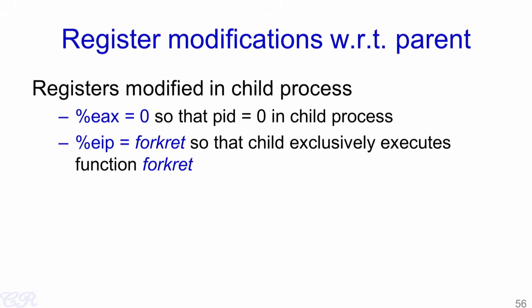When it comes to the CPU registers, all register values in the child process are exactly identical to that of the parent process, except for 2 registers. As we have seen before, one is the EAX register. So, in the child process the EAX register is set to 0, so that when fork returns, it returns with a value of 0 in the child process. Another thing which is changed in the child process is the EIP, or the instruction pointer. So, the instruction pointer is set to forkret, which is a function which is exclusively executed by the child process and not by the parent. So, forkret is a function in the xv6 code, as you can see.